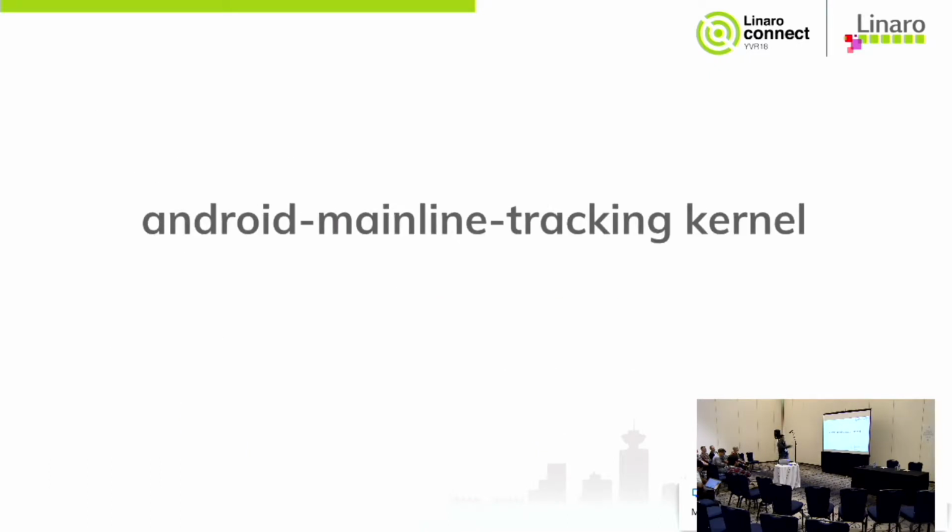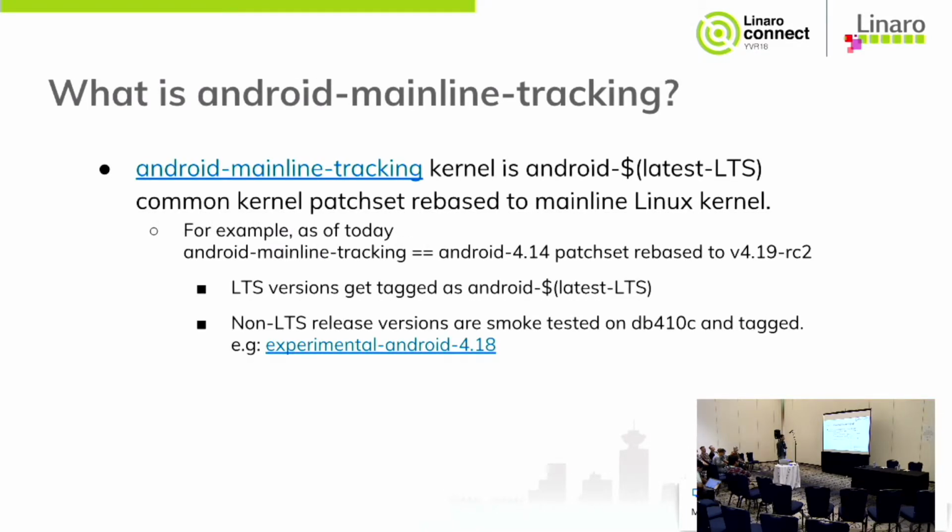Right, so I'll start with the main topic of the day, the Android mainline tracking kernel. Why do we need this kernel, or what exactly is it? As I mentioned, this is the Android LTS patchset rebased to the upstream kernel. For example, the current snapshot is based on 4.19 RC2, which is the Android 4.14 patchset rebased to 4.19.